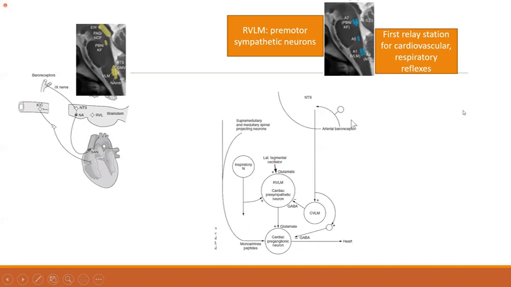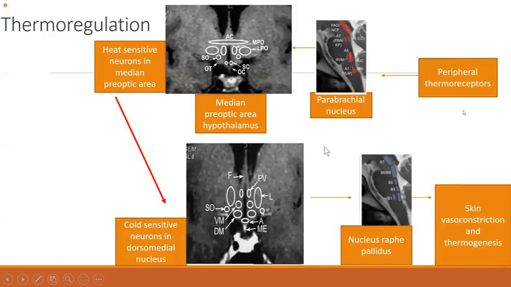So why is this important? This is important in autonomic neuropathies, where the efferent arc or afferent arc of this system can be involved, and we have postural hypotension, orthostatic tachycardia, and other things in autonomic neuropathies.